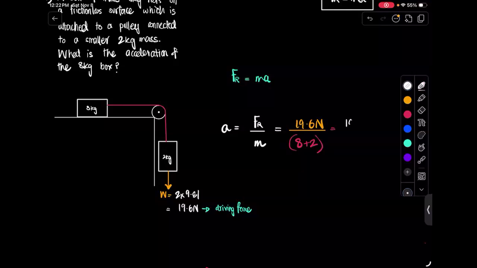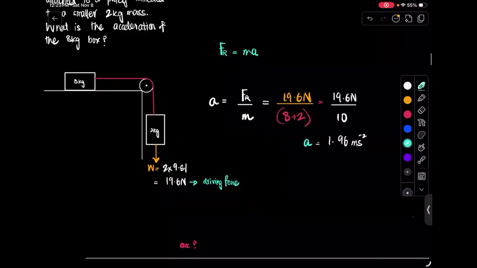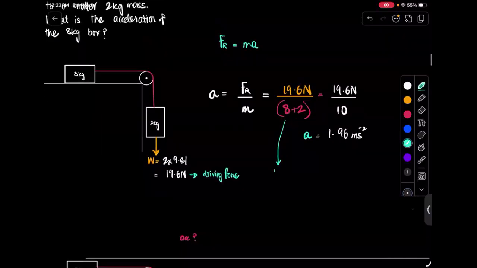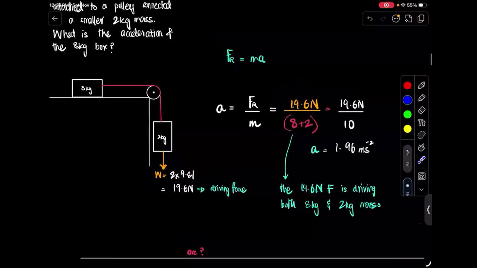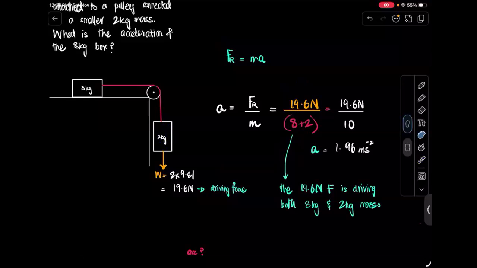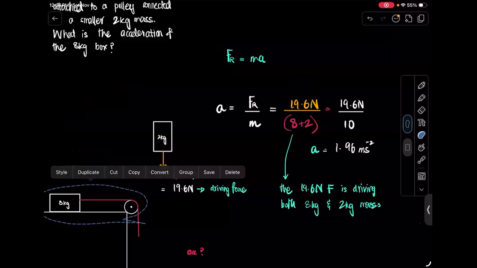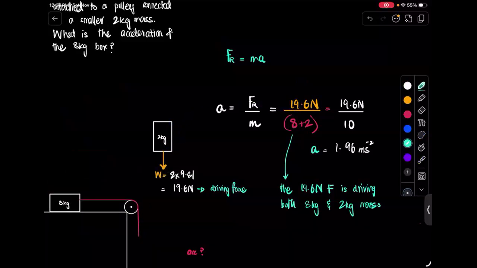So the acceleration is 19.6 newtons divided by 10, which equals 1.96 meters per second squared. Now, why did I take both? Because the 19.6 newton force is driving both the 8 kg and 2 kg masses. The 19.6 force is not just moving the 2 kilogram box. If the other box was not there, then you would just do 19.6 divided by 2, and that would give you 9.81. That's exactly what you would get.